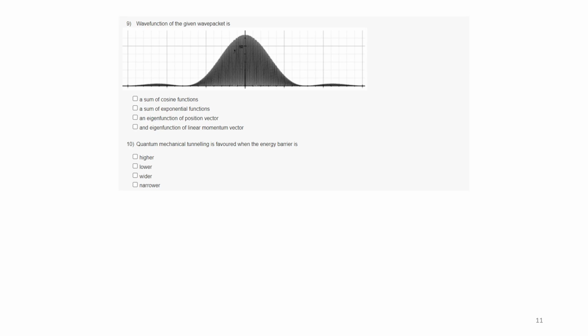Actually, I clicked the sum of exponential functions option and it showed wrong. That should not have been the case. Oh, actually, in my case it showed wrong because I clicked it as an eigenfunction of the linear momentum vector as well. I clicked options 1 and 2, and then I clicked all four. For partial correct or partial wrong, they didn't give any mark.